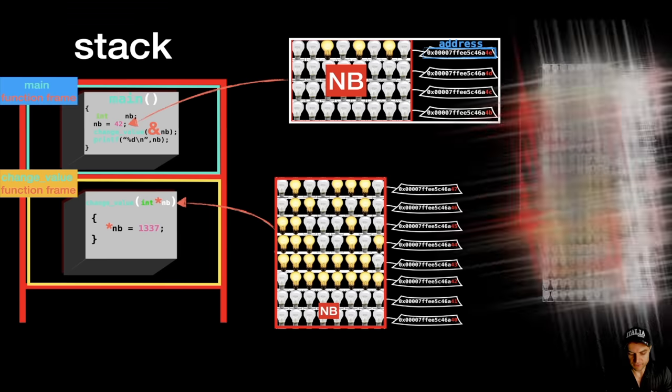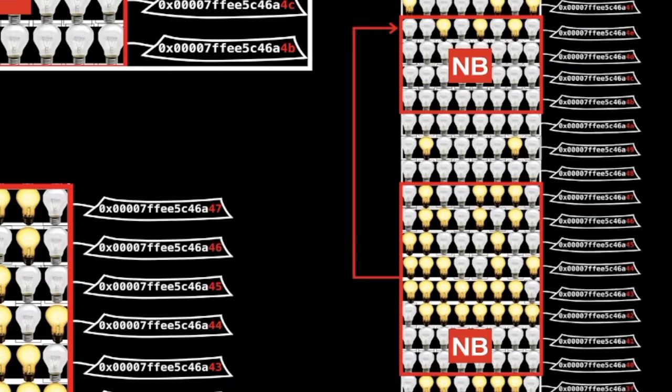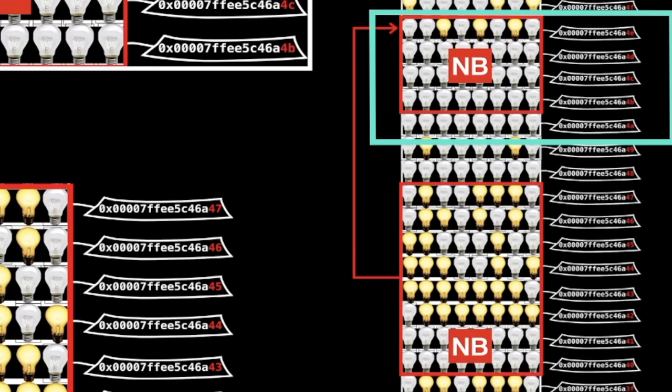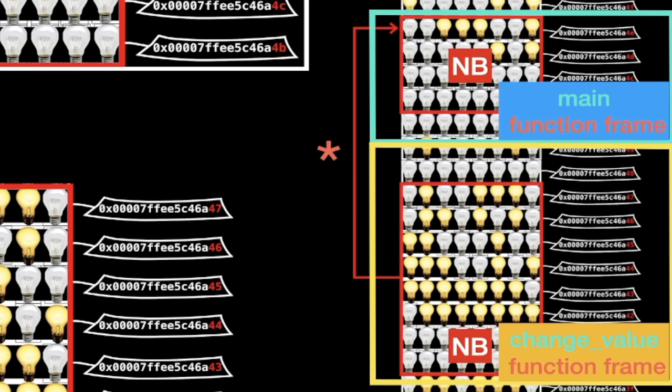Let's watch the stack frames. As you can see, I have nb and pointer nb. So I have my main function frame and then I have my change value function frame. But this time, thanks to the pointer nb, I'm gonna dereference this pointer, boom, so I can access the nb, which is in the main function, and then I just do star nb, I can read in this fashion, asterisk nb, is equal to 1337. Now, look carefully what is going to happen, boom, I'm gonna change the value there, okay?